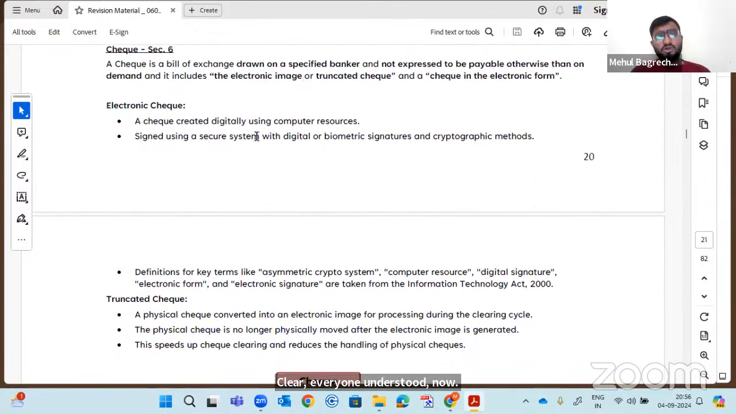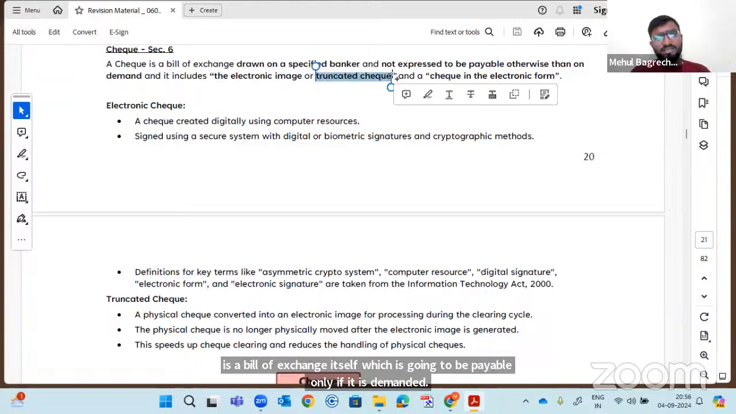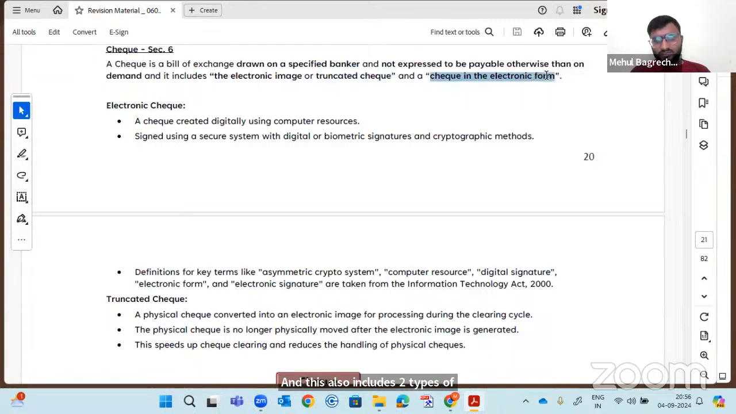Yes. Section 6 talks about check. Now, what is a check? A check is a bill of exchange itself, which is going to be payable only on demand. And this also includes 2 types of check. One is a truncated check and the other one is a check in electronic form.